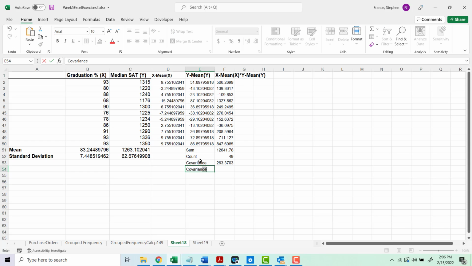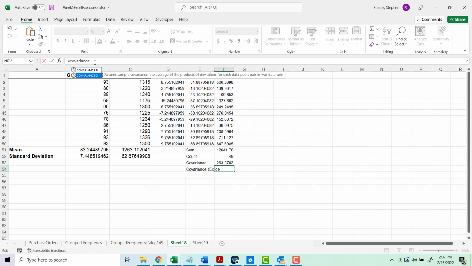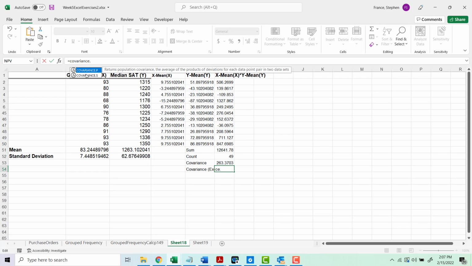I'm also going to do covariance using the Excel function, and it has a covariance function, equals covariance. And you see we've got separate for the sample and the population, so we're going to pick the sample. And here I just select my x's, and I select my y's.